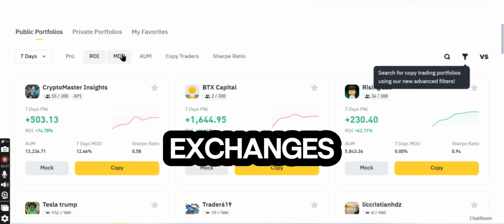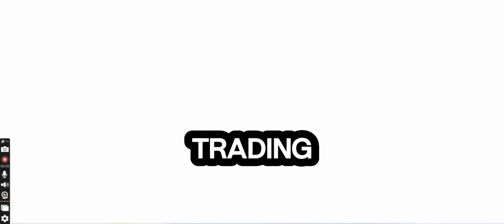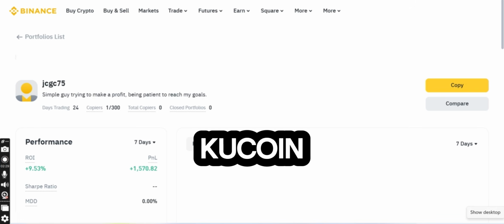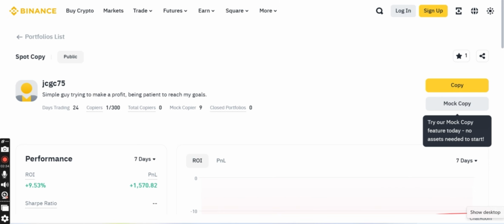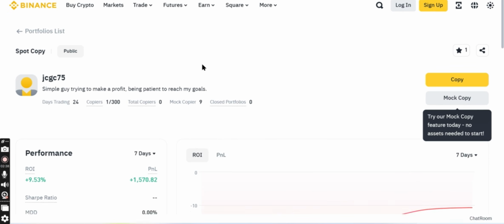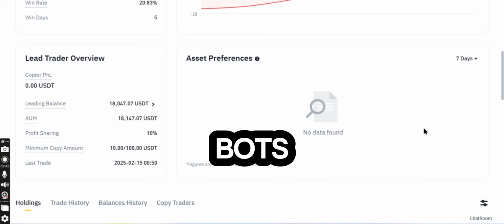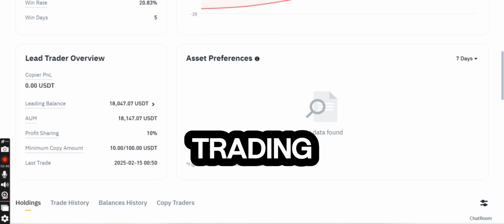Best crypto exchanges for grid trading. Binance offers built-in grid trading bots with customizable settings. KuCoin provides user-friendly automated grid trading features. OKX supports advanced grid trading strategies. Pionex is known for its pre-configured grid trading bots. Bybit includes flexible options for grid trading.